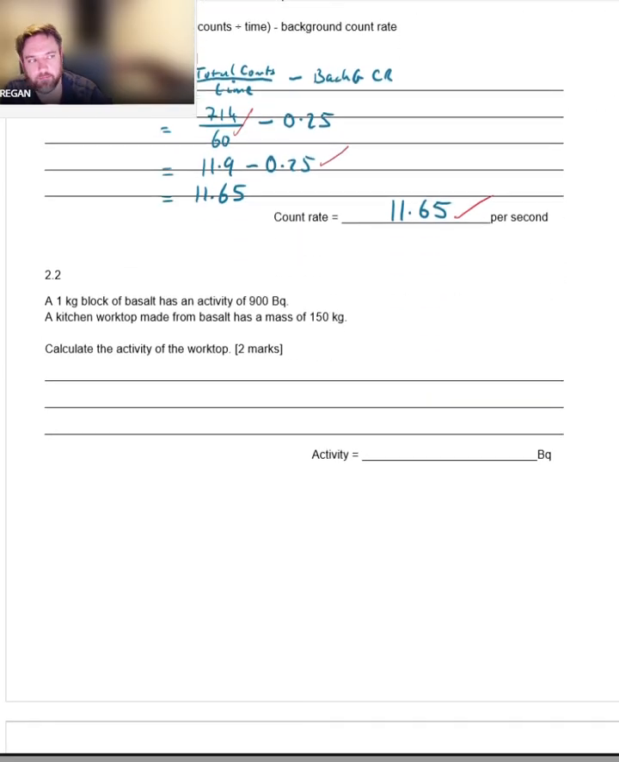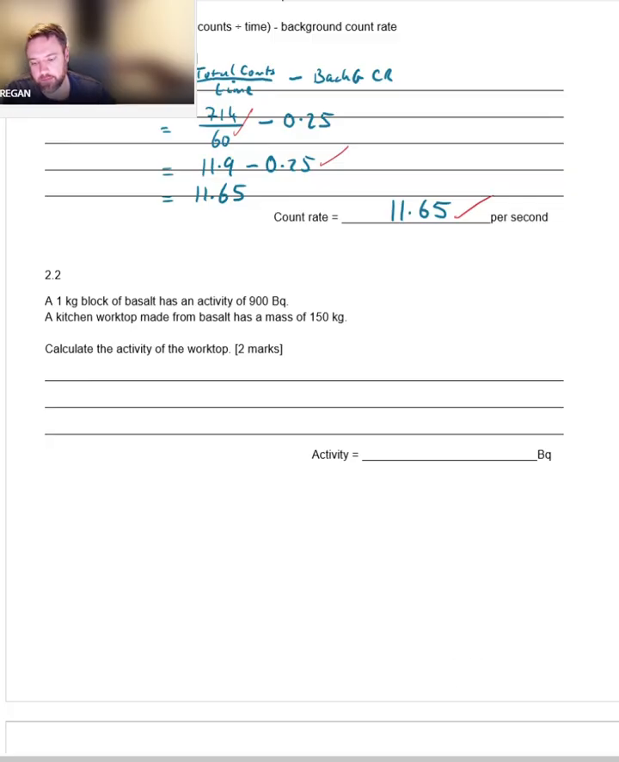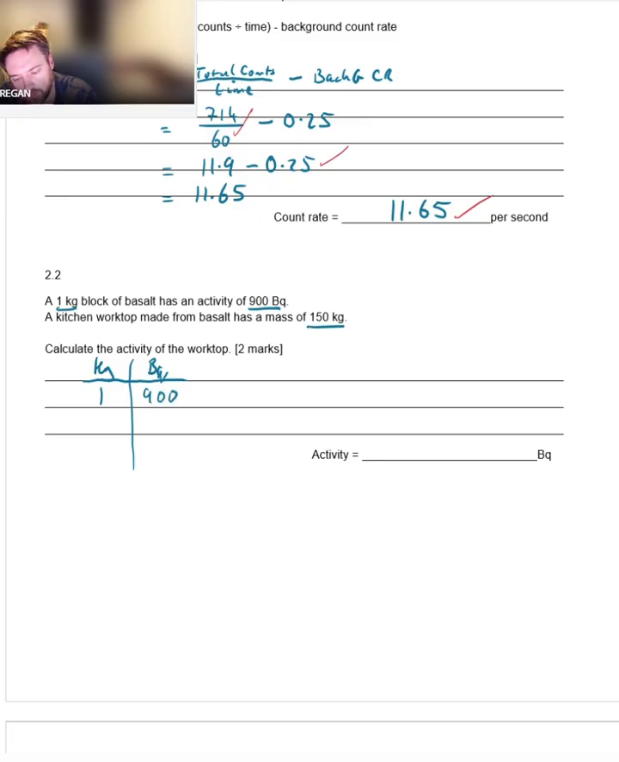Okay, on to 2.2 then. So a 1 kilogram block of basalt has an activity of 900 becquerels. A kitchen worktop made from the basalt has a mass of 150 kilograms. Calculate the activity of the worktop. Okay, so there's a couple of ways of doing this. I quite like using a proportionality table. So we put kilograms on one side, Bq on the other, and then we've got 1 kilogram is 900. But what I actually want to find out is 150.